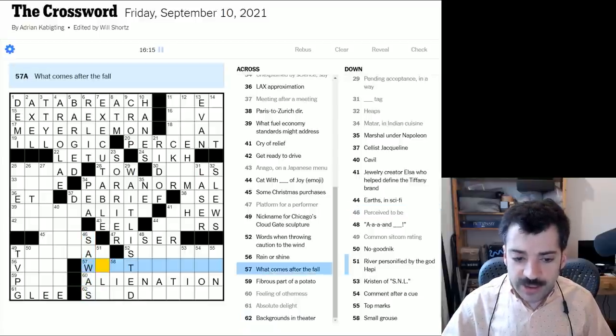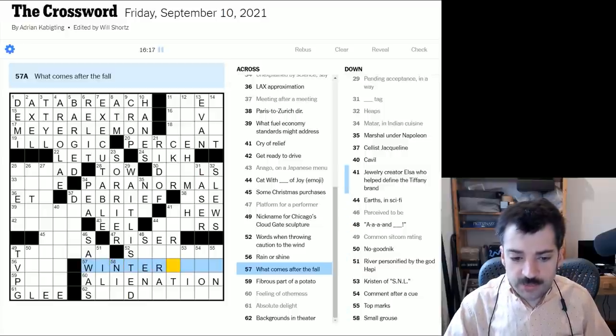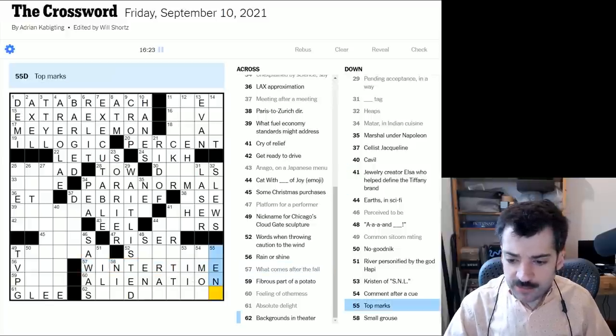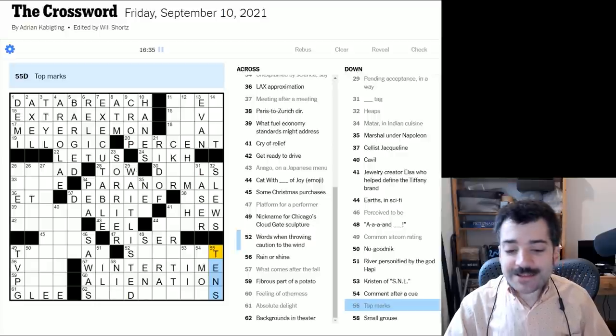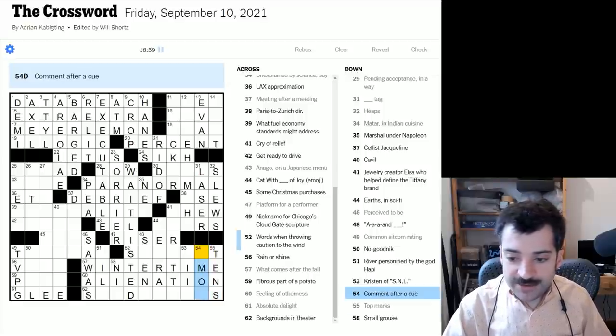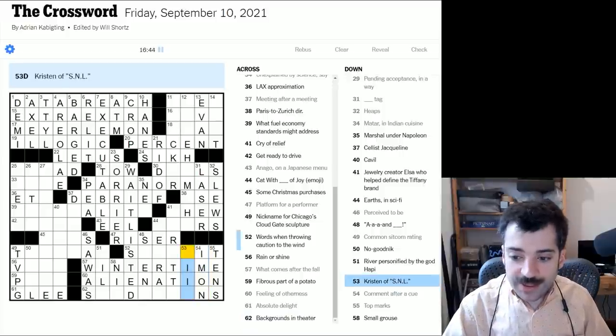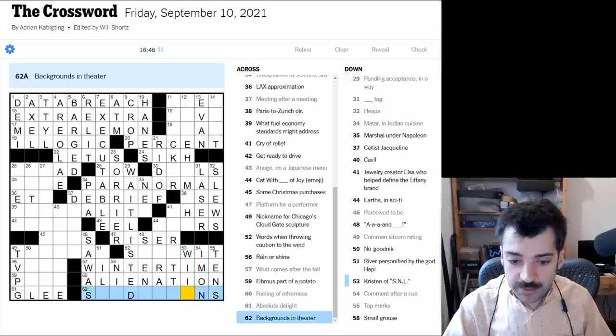So what would this be? What comes after the fall? Winter, got that W again. So that really could be winter something. Winter time? Winter time comes after fall? Top marks, end in an S. Pens, marks with a pen? Oh, tens, 10 out of 10, as in ratings in the Olympics, for instance. Comment after a cue could be I'm on after your cue to go on stage. Kirsten of SNL, Kirsten Wiig, I think, W-I-I-G.